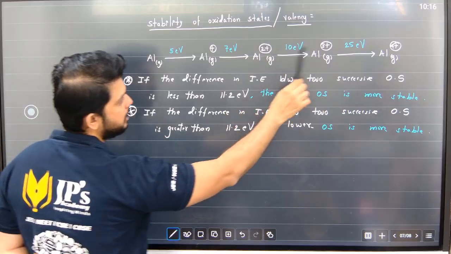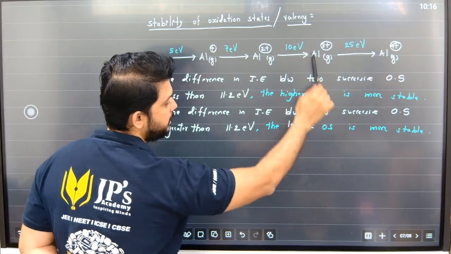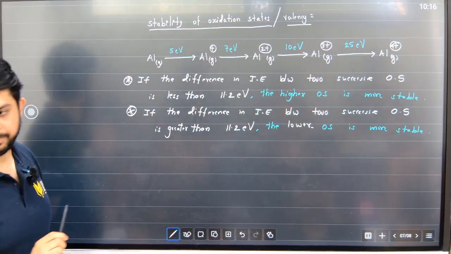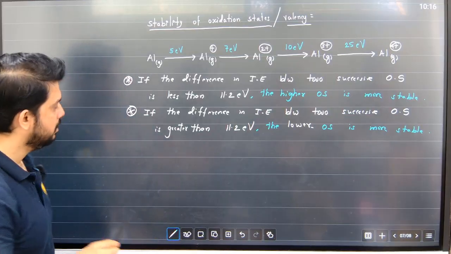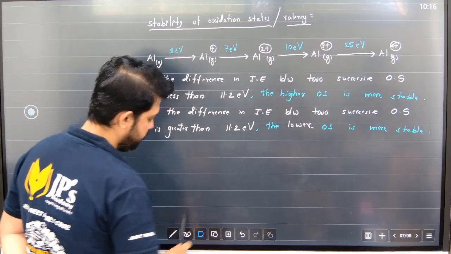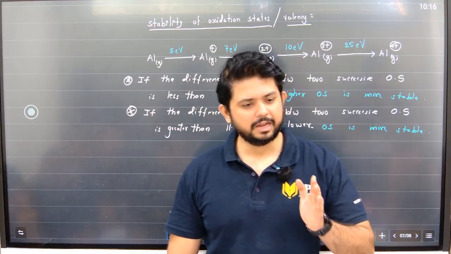What is the difference that comes? So when the difference is greater, the lower oxidation state will be more stable. Did you people get that? Now, see, you need not always, यहाँ पे आपको values memorize करने की जरूरत नहीं है.